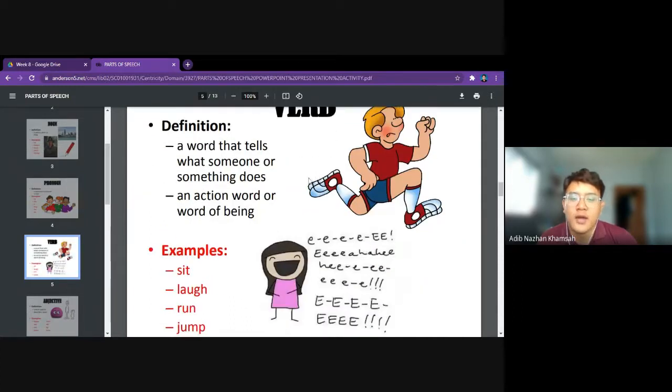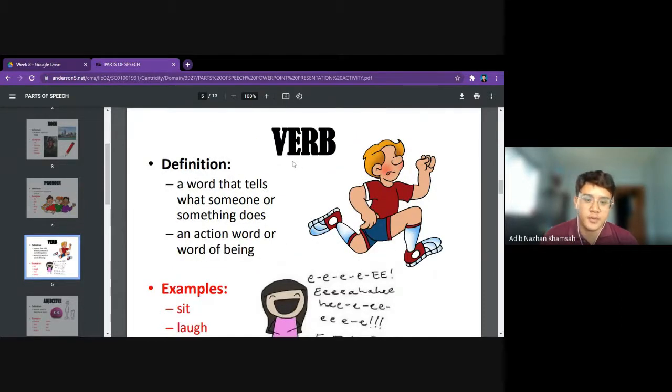Okay, let's look at the third part of speech. This one is a verb, kata kerja. You can see this boy is running. It's a verb, kata kerja. Apa yang dia tengah lakukan? The boy is running. So what is the definition of verb? A verb is a word that tells what someone or something does. Kelakuan, an action, basically.